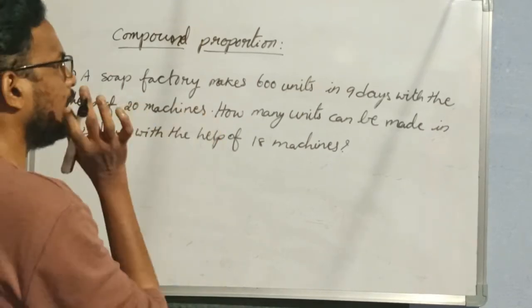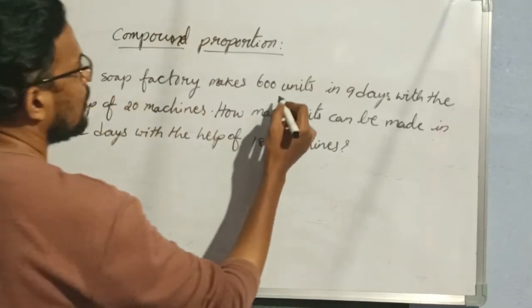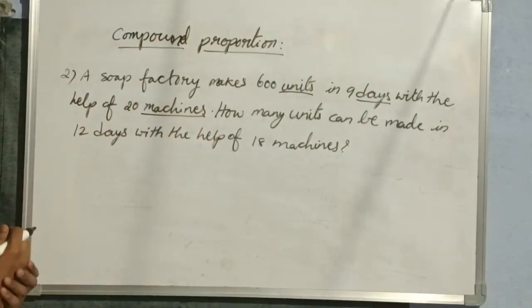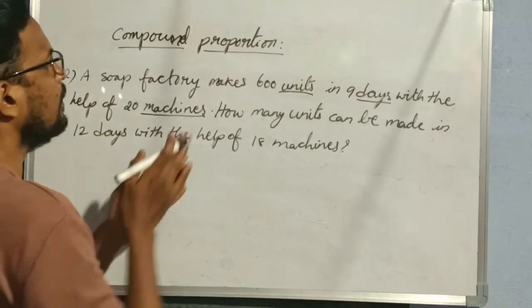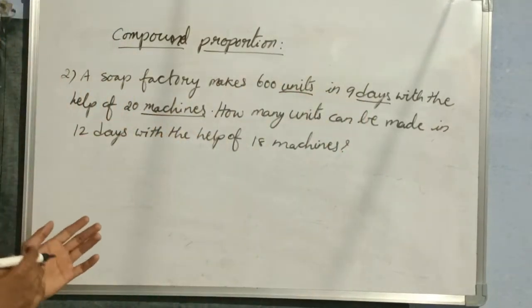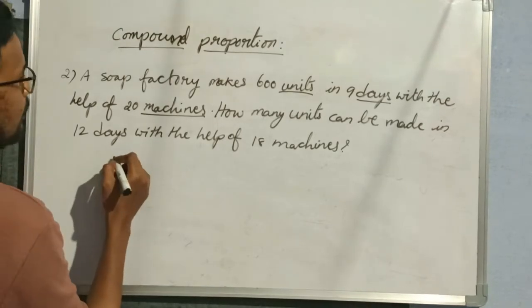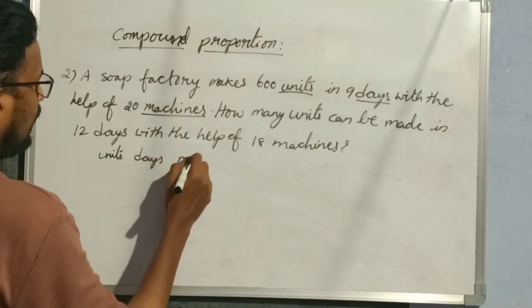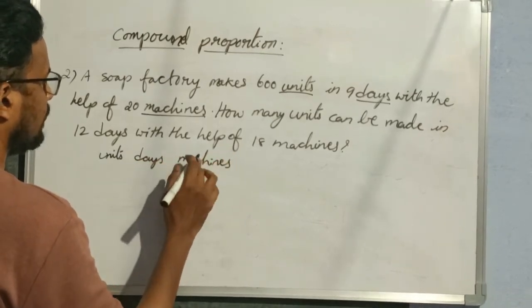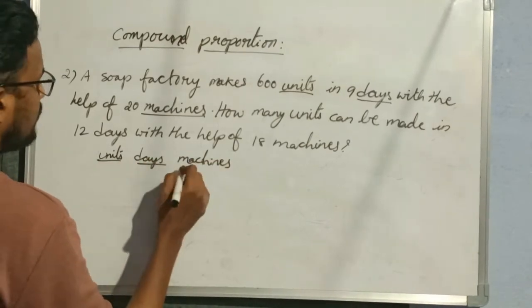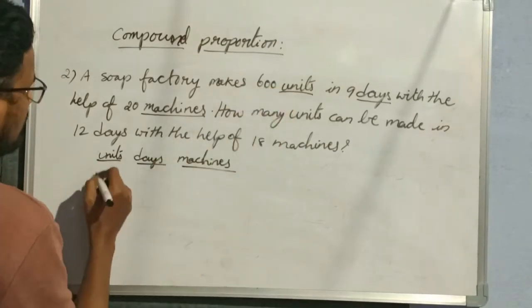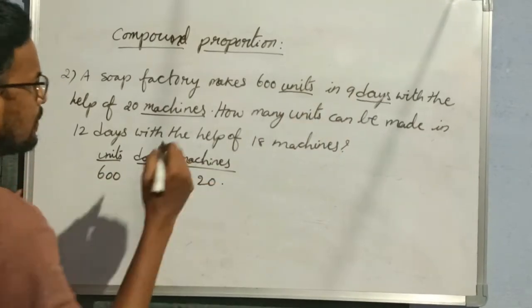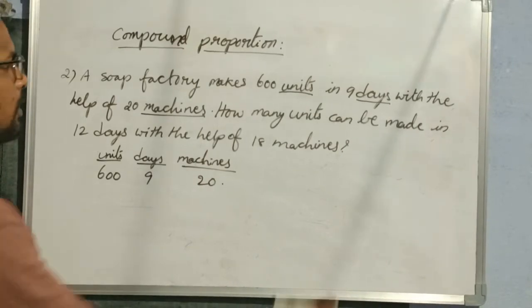So now here also three quantities are compared. What are those? Units, days and machines. Correct? How many units of soap it is manufacturing, in how many days, and by using how many machines? This is our question. So write here: first one is units, next one is days, and last one is machines. So units, how many units here? 600 units. How many days? 9 days. How many machines? 20 machines.